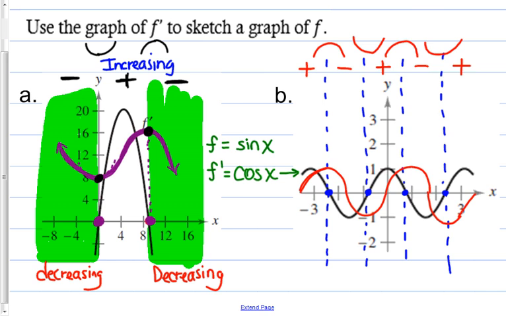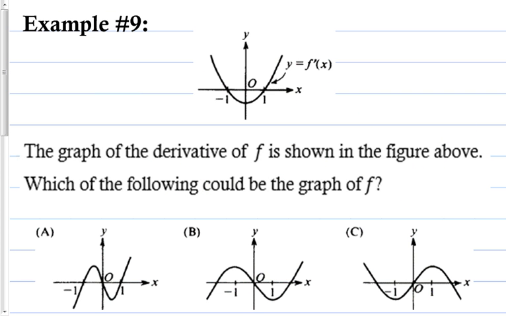All right. Example 9. These are actually two very old AP questions. 9 and 10 are. Okay, so the graph of the derivative of f is shown in the figure above. So that picture is of the derivative. Which of the following could be the graph of f? Okay, start off with the degrees first of all. This is already the derivative. It's a parabola. It's most likely x squared. So the original function is going to be something that looks like x cubed.